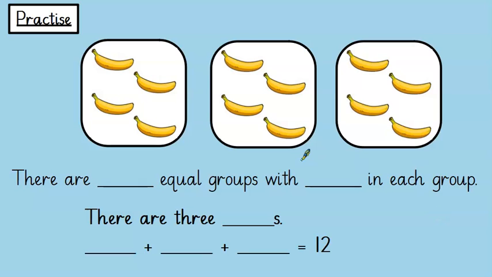Okay, you ready? How many groups are there? There are 1, 2, 3 equal groups. There are 3 equal groups with 4 in each group. That means that there are 3 4s. And that is the same as 4 add 4 add 4. 4 add 4 add 4 is equal to 12. So that means that 3 4s is also equal to 12. Did you get it right?